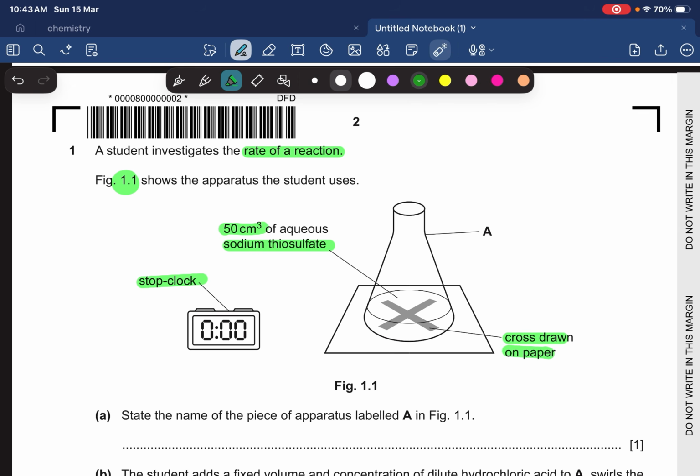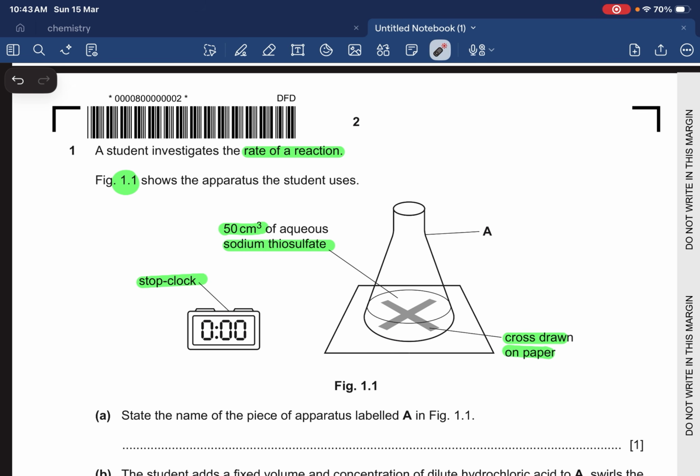The apparatus is quite simple, and we use this apparatus a lot in measuring the rate of a reaction. A reaction is going to happen that produces a white solid, and this black cross is going to be covered by the white solid or powder that settles at the bottom of the flask. That causes the black cross to disappear, and when the black cross disappears you stop the stop clock, and then you measure the time that it took for the black cross to disappear.